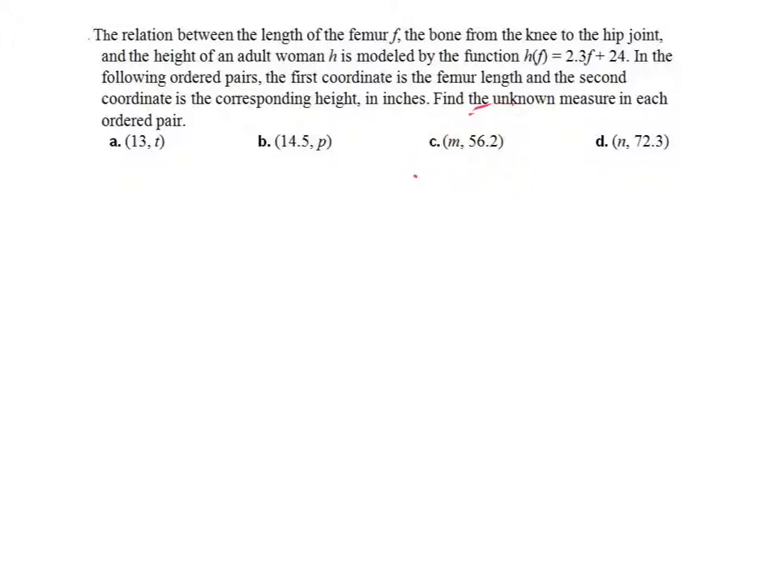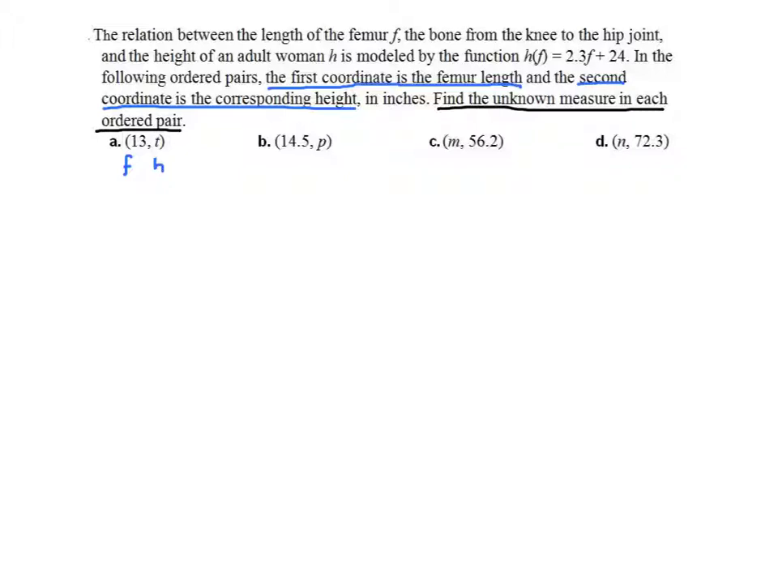All right. This is 4 separate problems. Right here, find the unknown measure in each ordered pair. They give us one, we find the other one. Furthermore, it says that the first ordered pair, or first coordinate, is the femur length. The second is the corresponding height. So all of these go femur length, height. So in this first one, they give us the length of the femur. We want to find the woman's height.